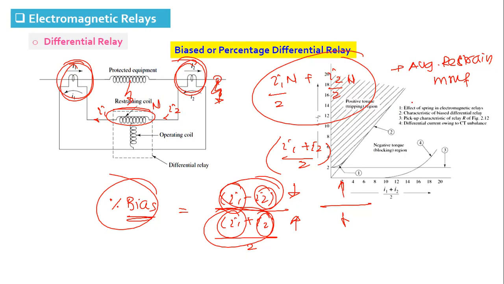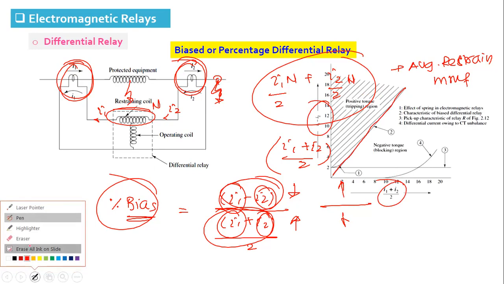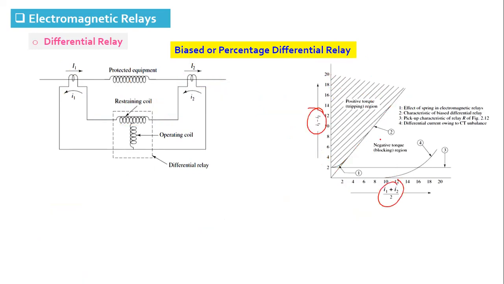The characteristic of the bias differential relay: you can see that if the ratio of I1 minus I2 by (I1 plus I2) by 2 is more than the set value, it has a slope. So this is a bias slope. The relay will trip, and otherwise it will restrain. Okay.